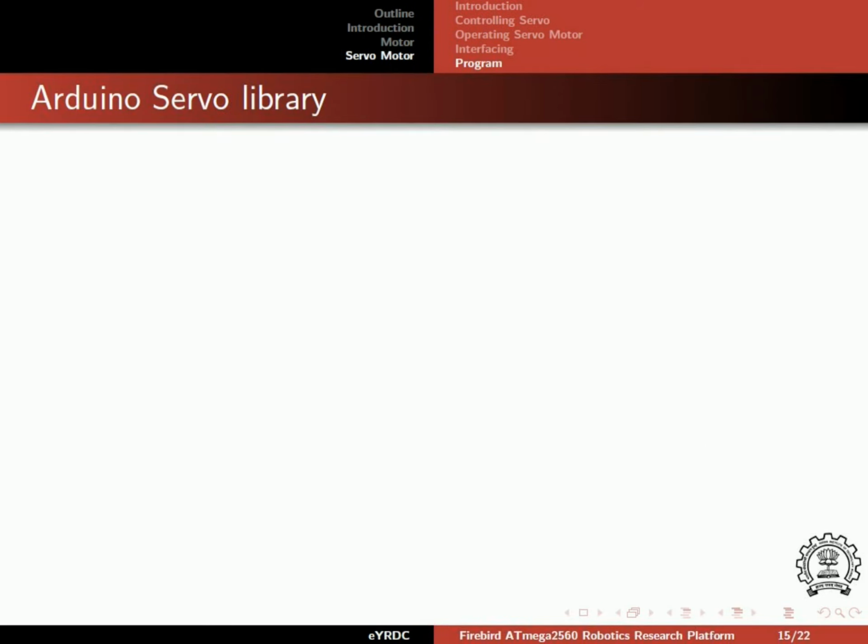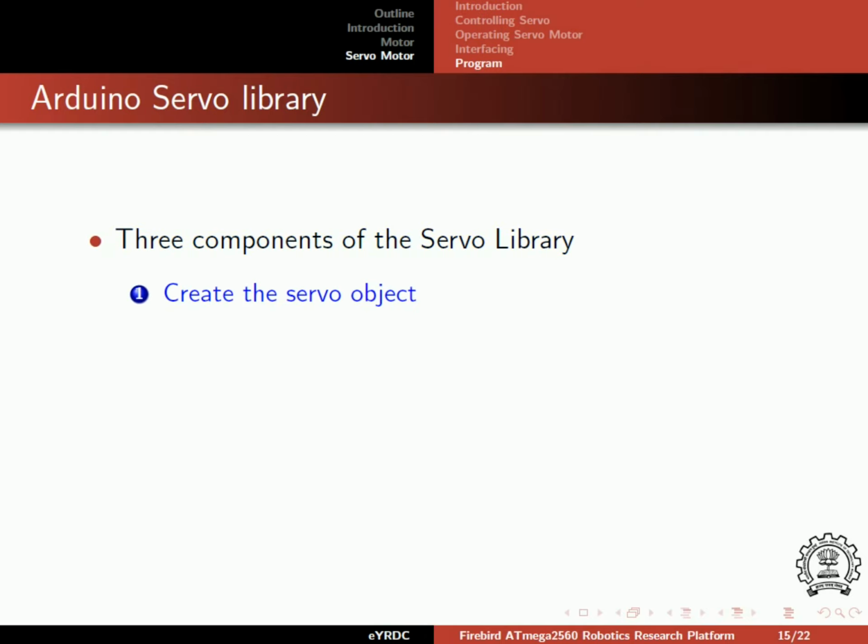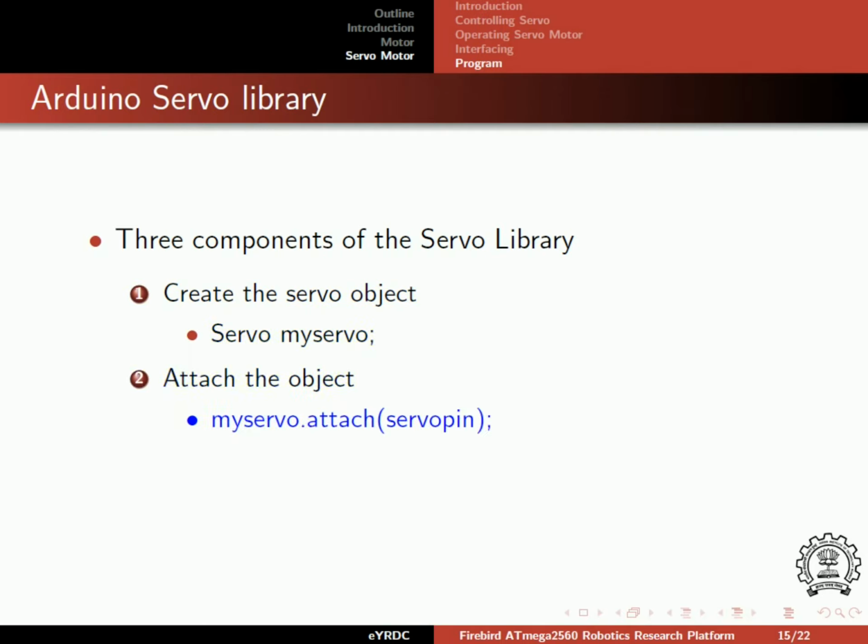Let's now learn the Arduino servo library used to control servo motors using Firebird 5 and Arduino IDE. For programming servo, we shall need following 3 components of the servo library. First, create an object of servo with name myServo. Next, attach the object with servo pin using attach function. Finally, send the control signal on PWM pin using write function.